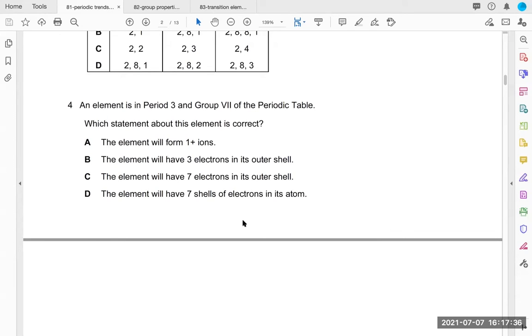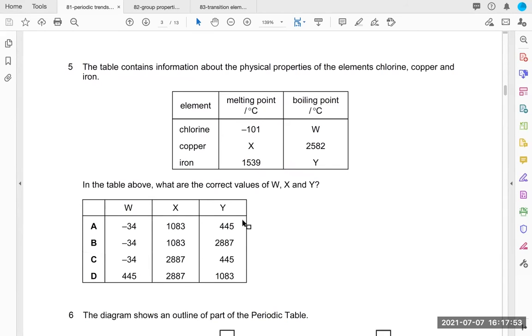So that is the preferred charge that it has. The element will have 3 electrons in the last shell. We know it's in group 7, so 7 in the last shell. The element will have 7 in the last shell. Yeah, that one is correct. The element will have 7 shells. No, it will have 3 shells. Q period 3. The table contains information about the physical properties of elements.